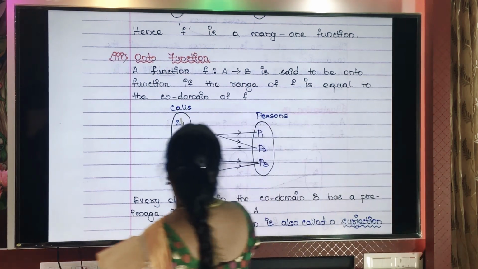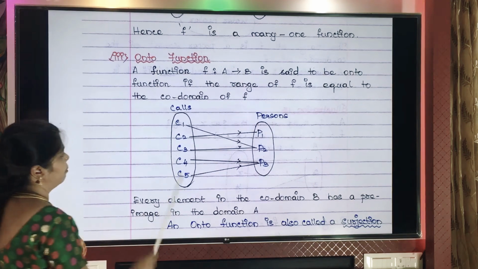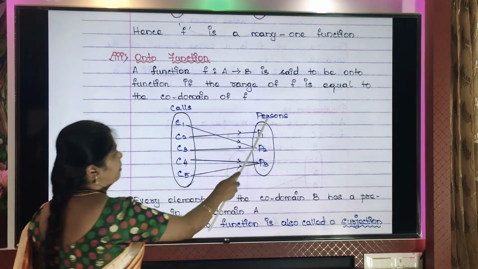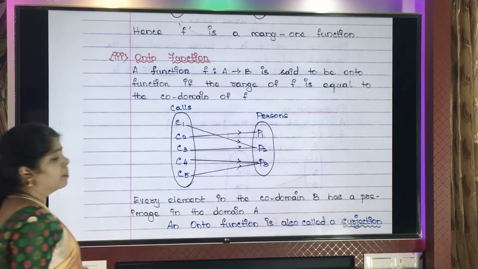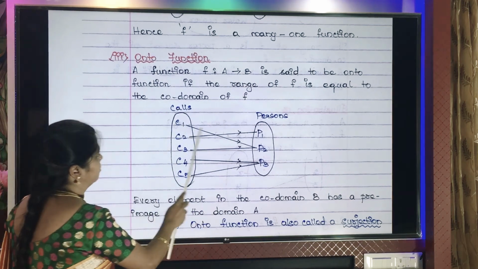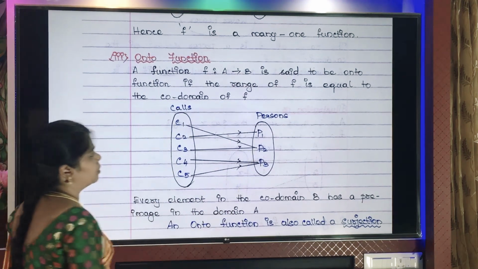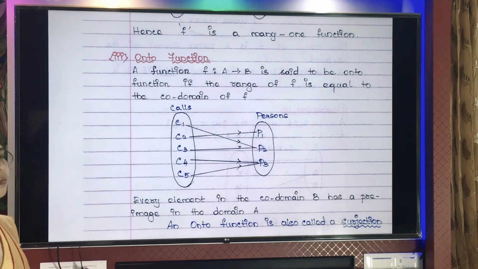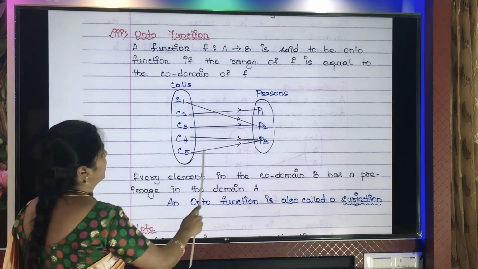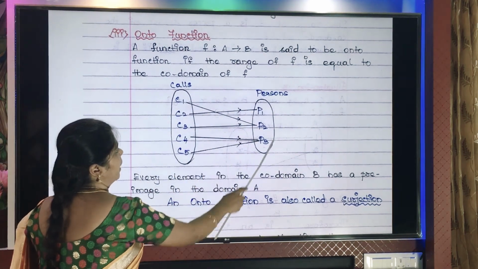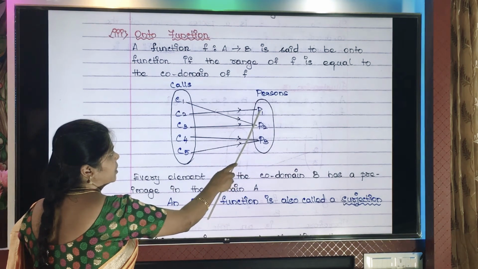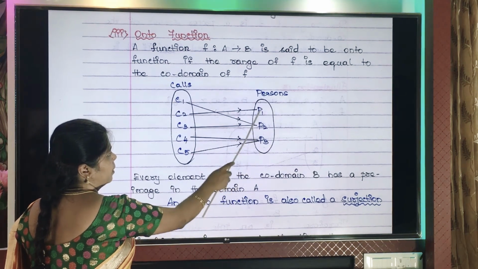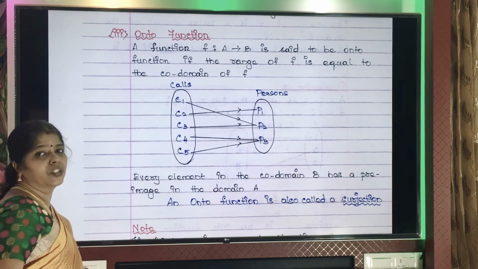See here, calls C1, C2, C3, C4, C5. There are 5 calls and the persons P1, P2, P3. Each call is getting connected to a person. So this is a function. But what will be your range? P1, P2, P3, because all the 3 become images.